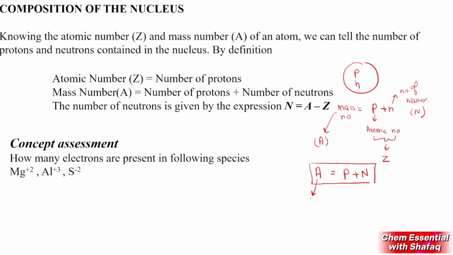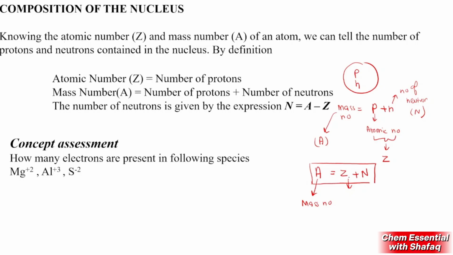A stands for what? A stands for mass number. P stands for, not P, sorry, we call it Z. Why? Because we consider the number of protons as the atomic number. So इसमें कोई difference नहीं है.